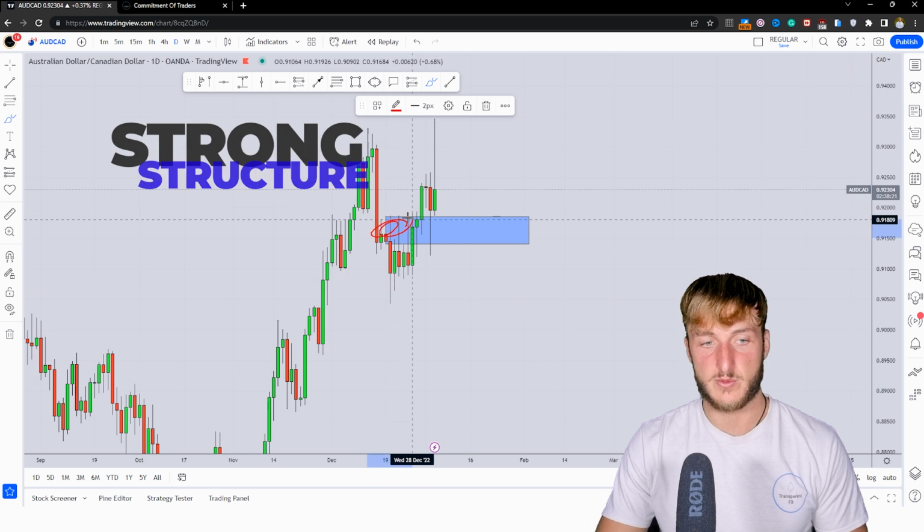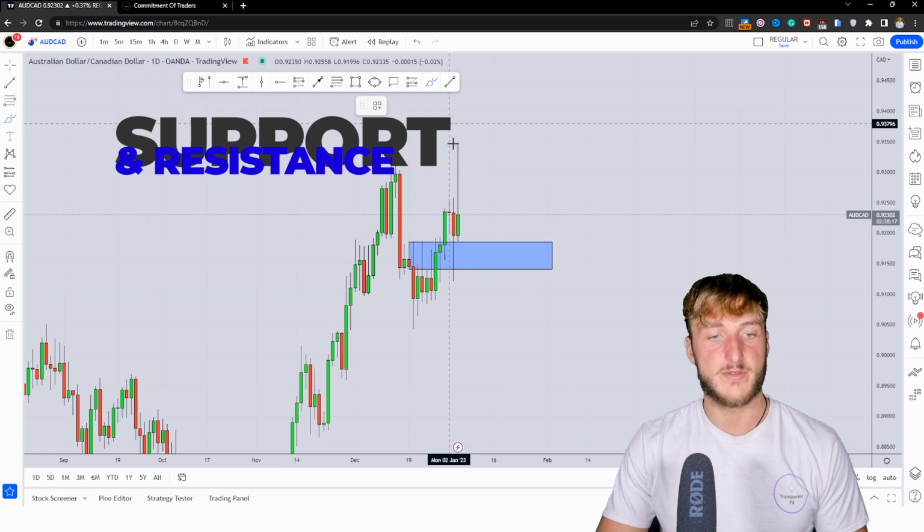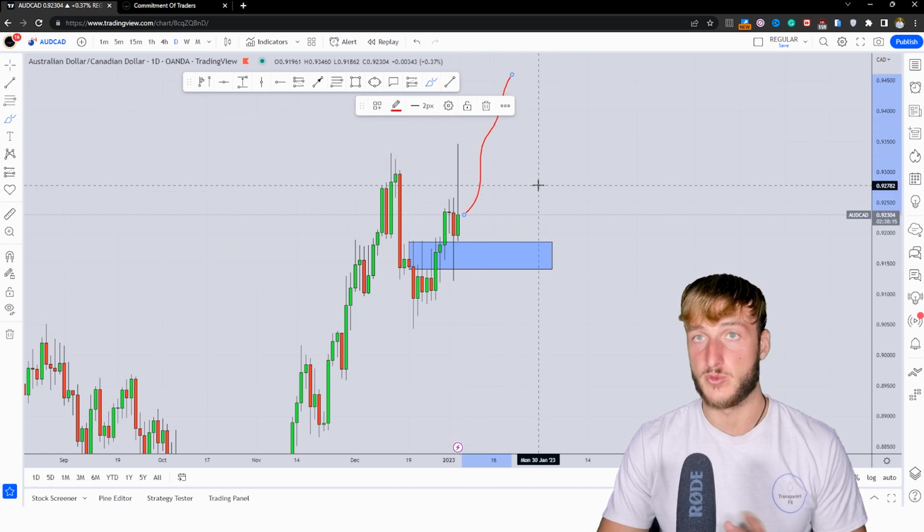Now, at the moment, what we must acknowledge is that this area is incredibly strong structure. This is previous daily resistance, which is now turned support. Until the market will remain above this support, it can easily continue higher.